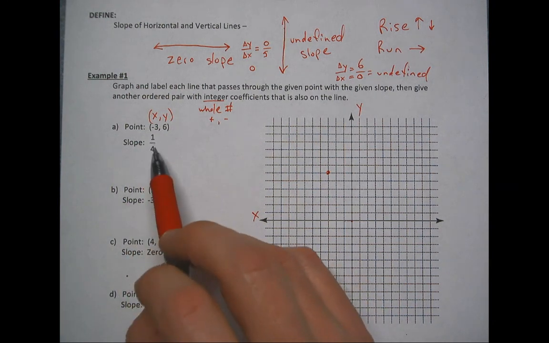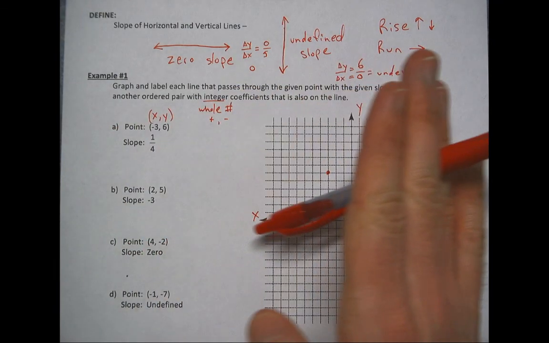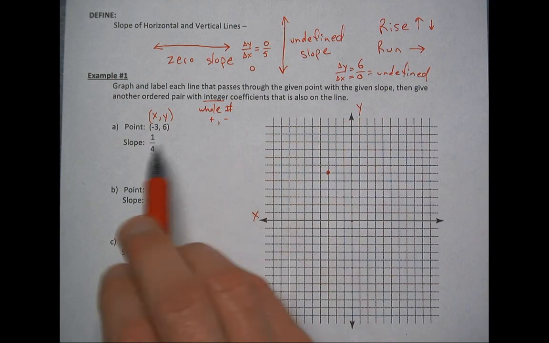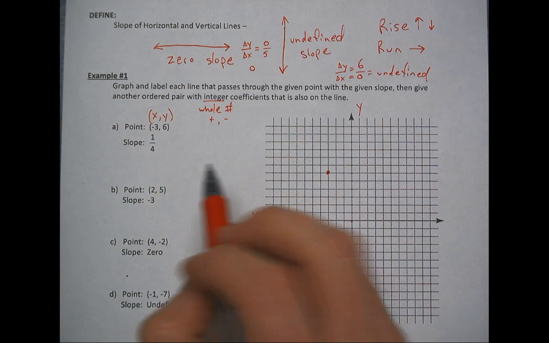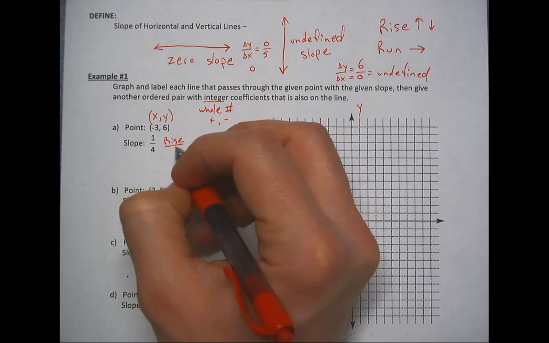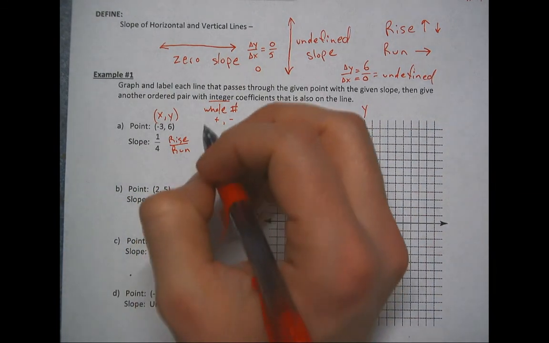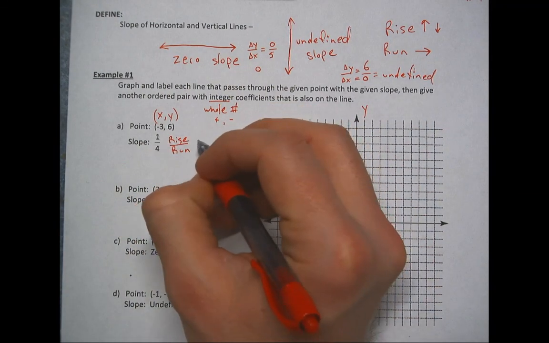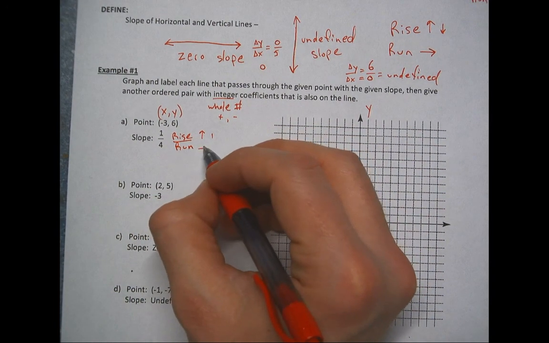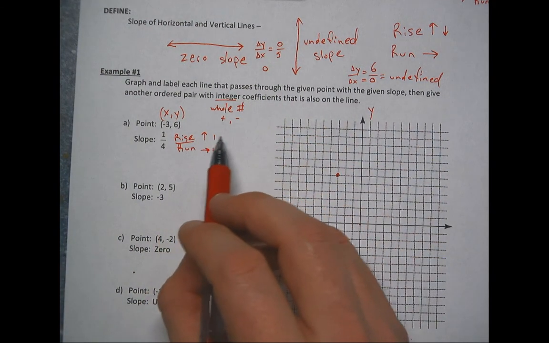Now that's a small slope, but it is positive. So as I go from left to right, a positive slope climbs up that graph. We're going up the mountain if it's a positive slope from left to right. So this is your rise, and this is your run. Remember, rise, if it's positive, is going up 1, and your run is always going to the right, and it's 4. So the rise is 1, the run is 4.